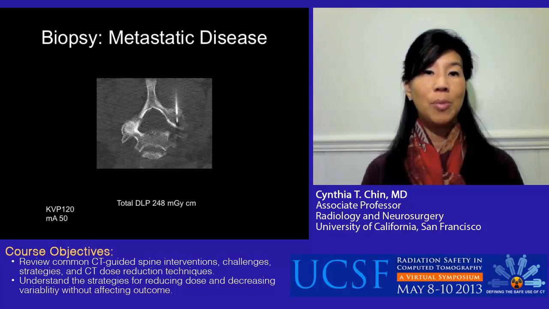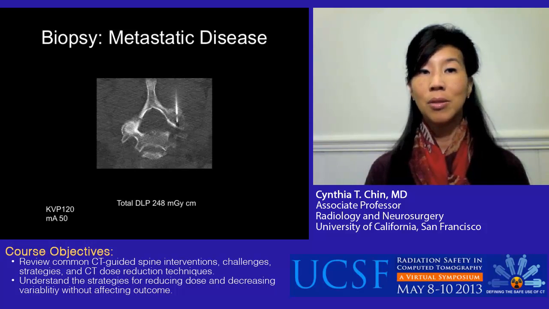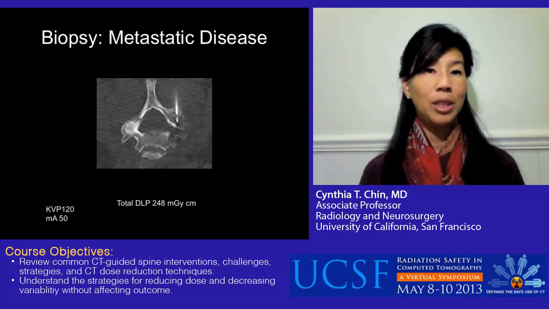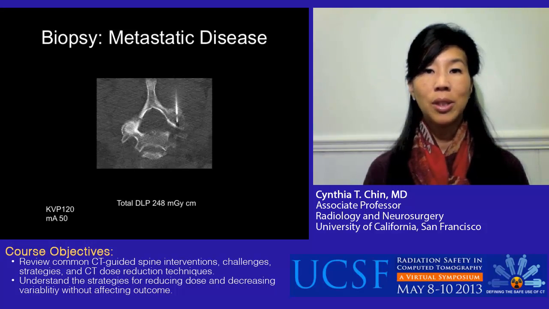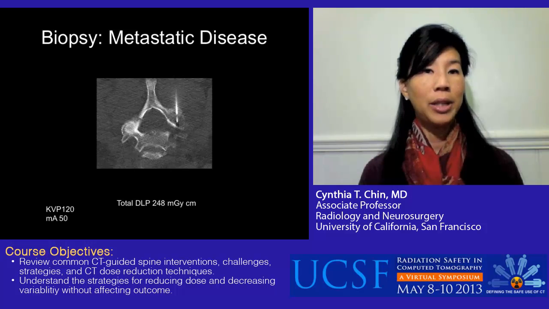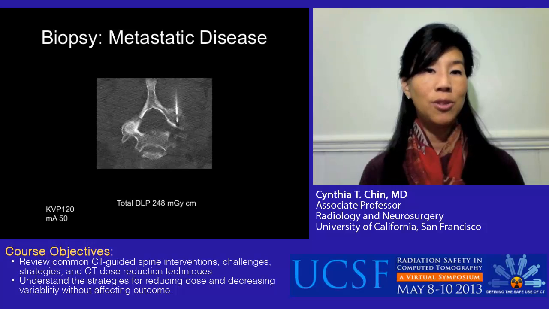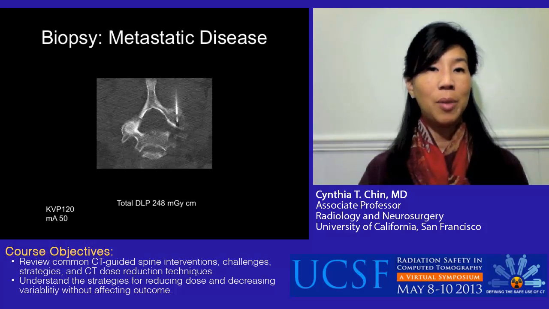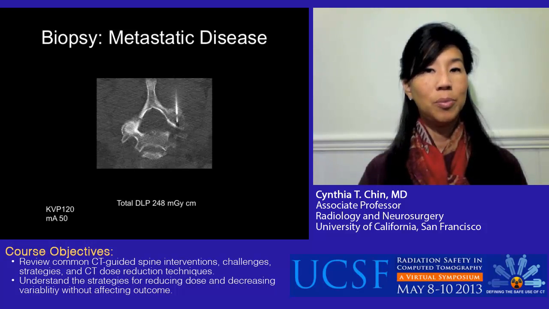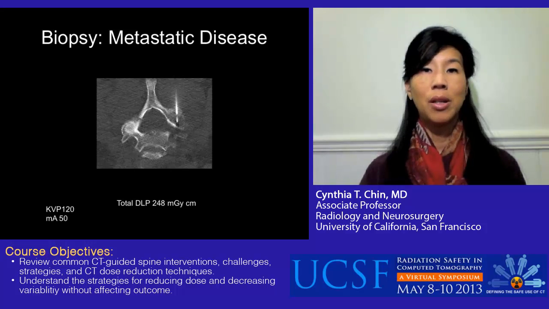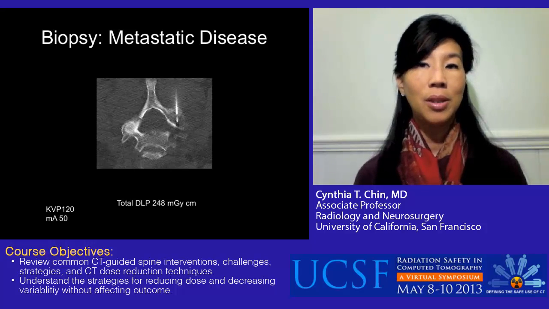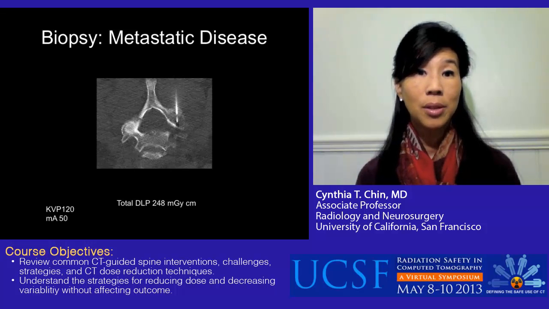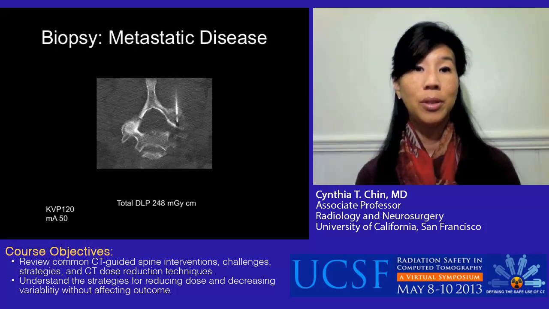During the guide phase, the MA was decreased even further to 50 and still allows high quality imaging of the target and allows for accurate and precise needle placement into the pathologic area. And the biopsy came back positive for metastatic disease in this patient, and the DLP, compared to greater than 400 for just the diagnostic cervical spine study that was done, was at 240.